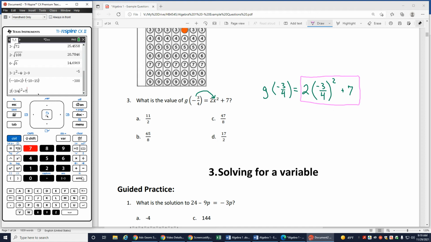Those parentheses are very important. When you're squaring a negative number, you have to make sure you use your parentheses. When I hit enter, I get 65 over 8, which is answer B.